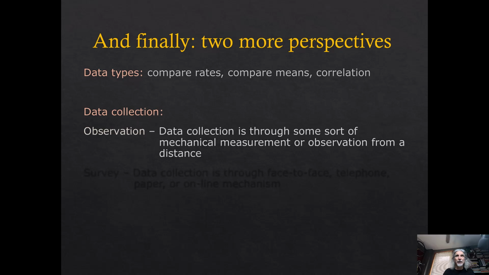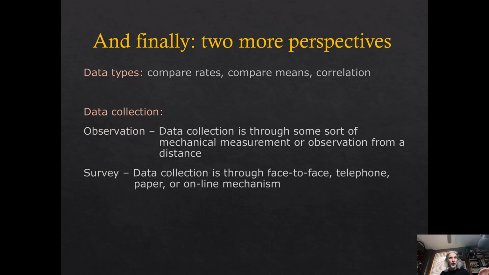Okay, so data types perspective, you have either compare rates, compare means, or correlation if you have two variables or more. We talked about that in class. Data collection, it's either observation or survey. The word observation comes up twice. So observation in this case under data collection means that I'm collecting data from observations, or I can collect data by doing surveys. So again, two different approaches to data collection.